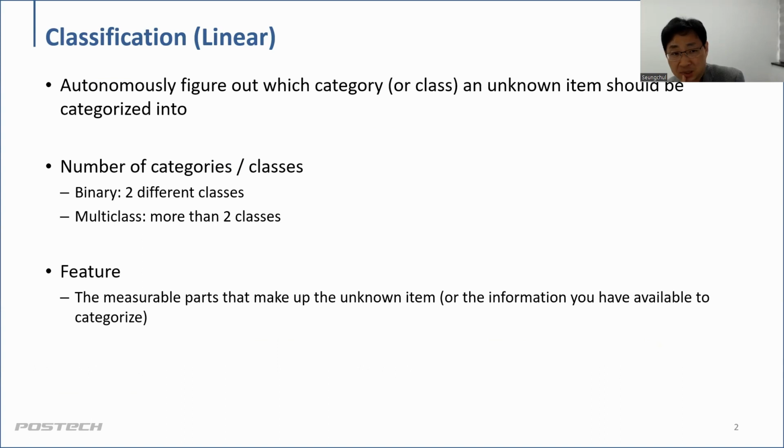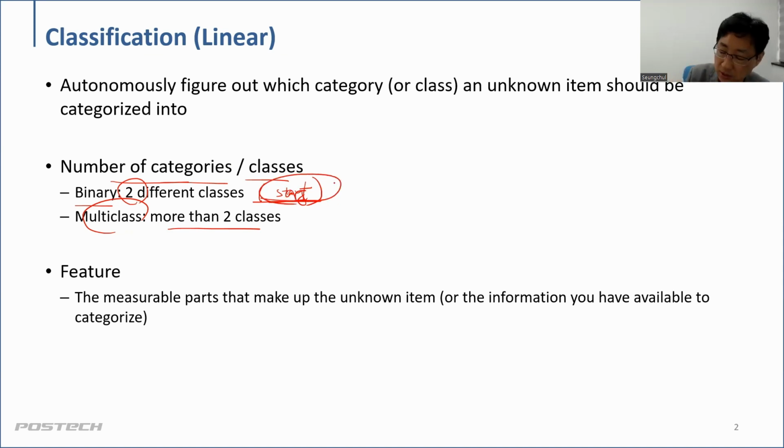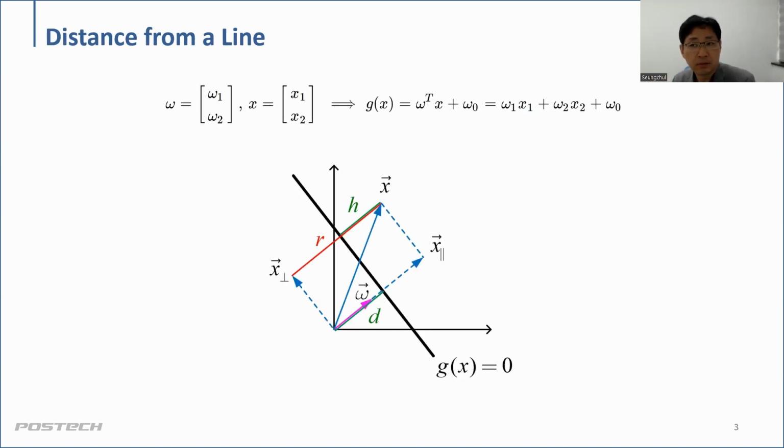It's another linear classifier, and the number of categories or classes matters. If we have 2, that's binary, and more than 2 is multi-class. Again, we're going to start with the binary case because that's the simplest case. In the previous one, I said that we want to utilize the distance information for the optimization process.